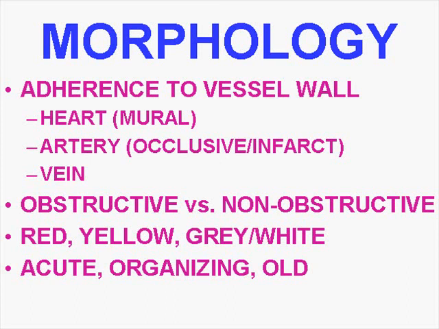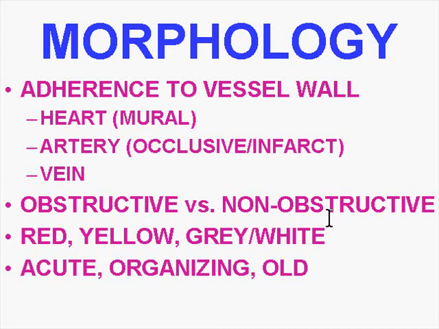Let's talk about the morphology of blood clots. If they adhere to a cardiac chamber, it's a mural thrombus. It could be either atrial or ventricular. If they adhere to an artery or vein, they could occlude it, or they could partially occlude it. So the clot can therefore be obstructive versus non-obstructive.